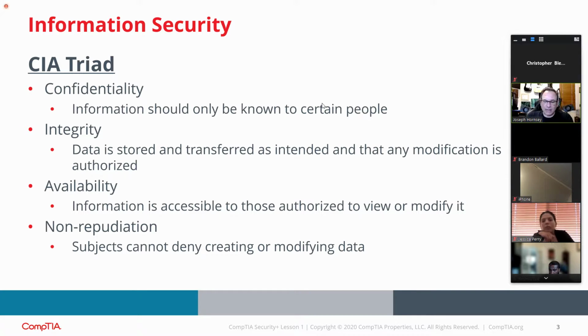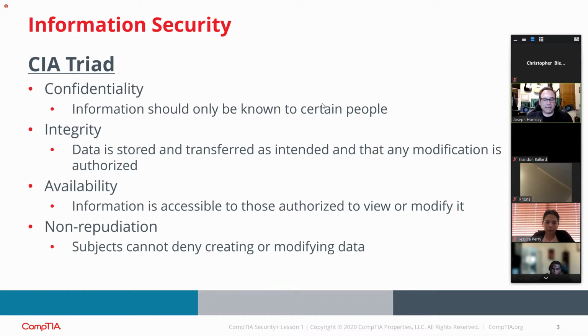So when we talk about confidentiality, it means that only the people who should see the information can see the information. Okay, so if there are a handful of people that should have access to that data, then those are the only people that have access to the data. We want to make sure that we maintain confidentiality on our systems.